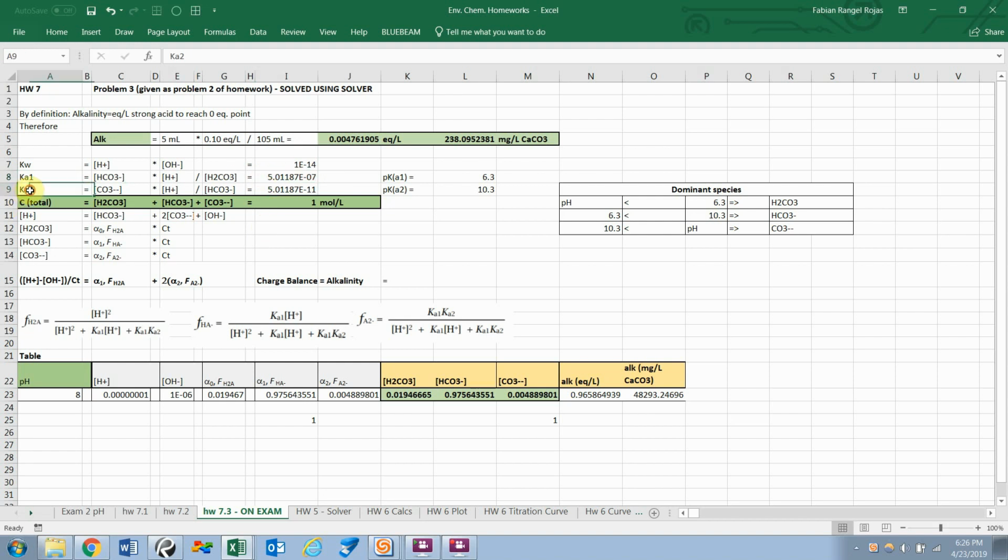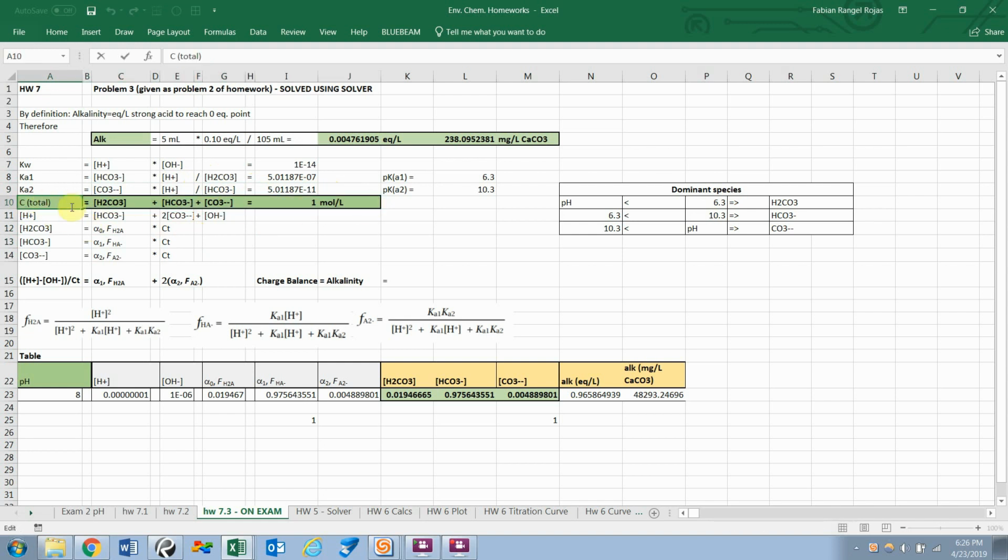Similarly, my Ka2 is equal to CO3 2 minus times H plus divided by HCO3 minus, and that's equal to 10 raised to the minus 10.3. Great. I have another equation here, and don't mind the formatting.